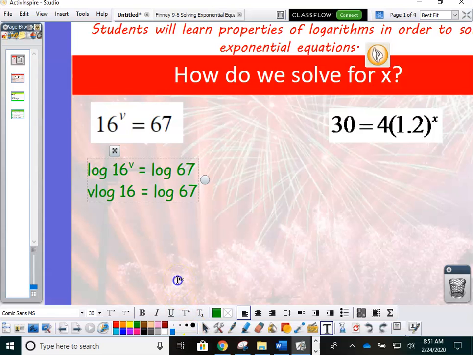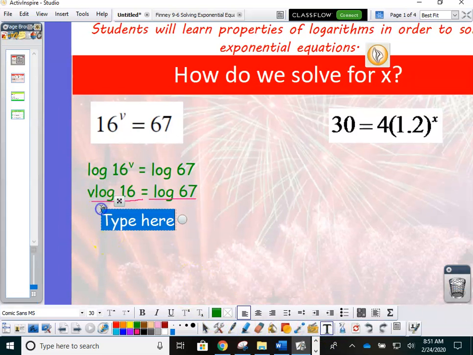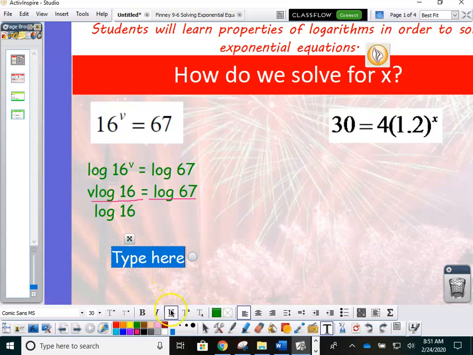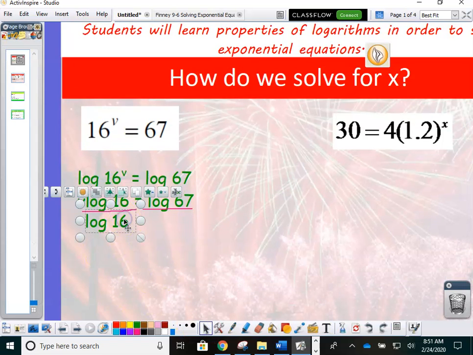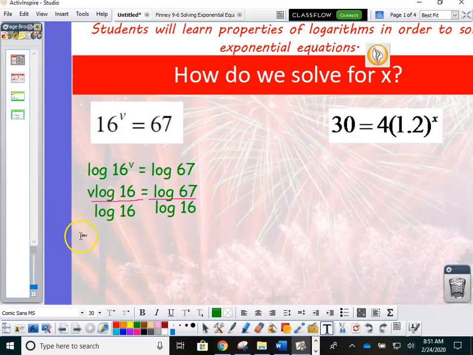And then in order to find what v is, we divided both sides by the log of 16. And then we found out that the log of 67 divided by the log of 16 was our answer.